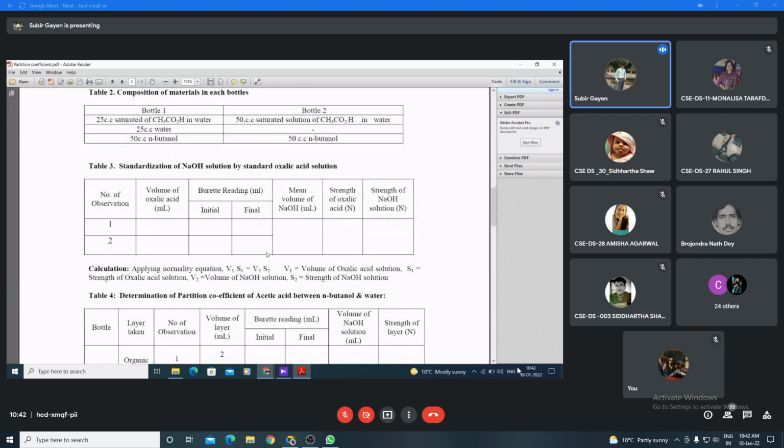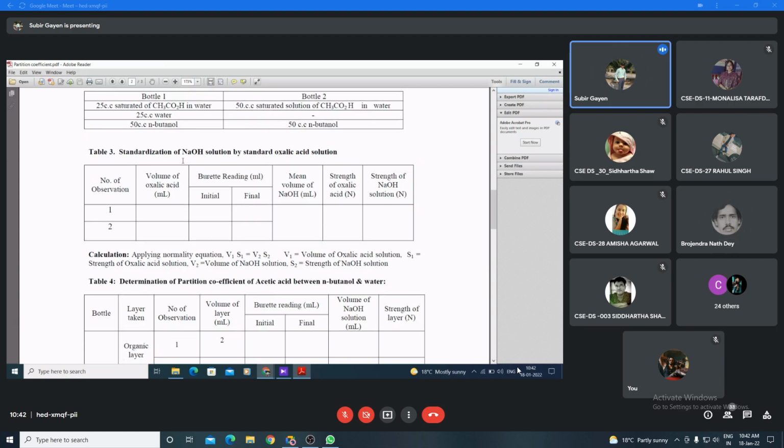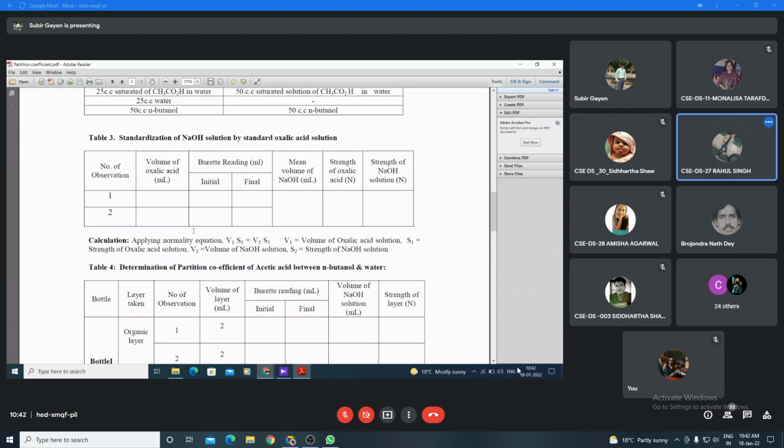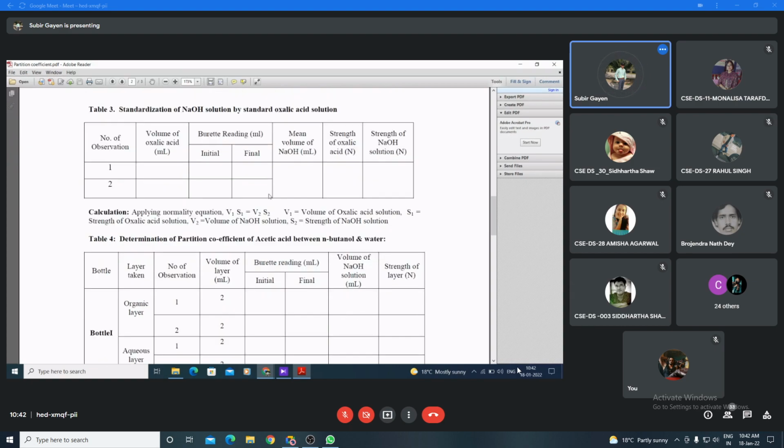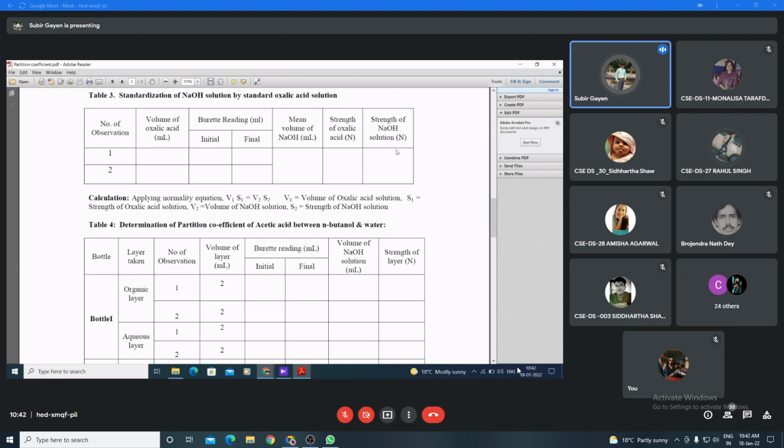and this is the composition of the material, that means bottle 1 and bottle 2, and this is the standardization process. Here the volume of oxalic acid, and the burette reading I will send you right here. Then calculate the strength of NaOH solution.